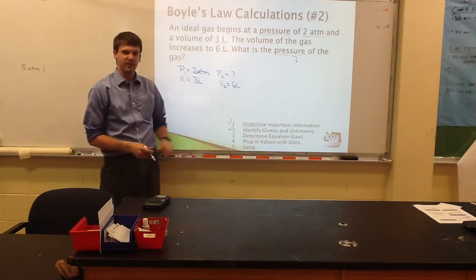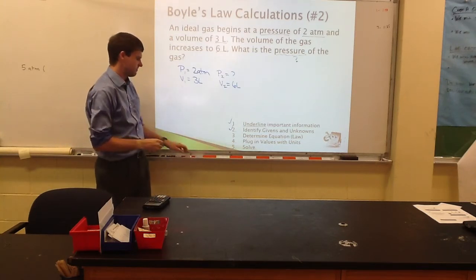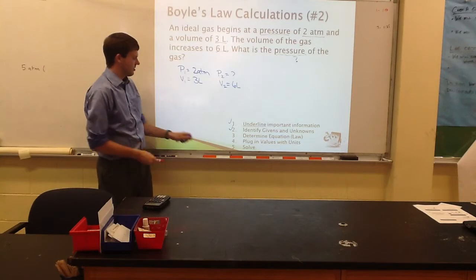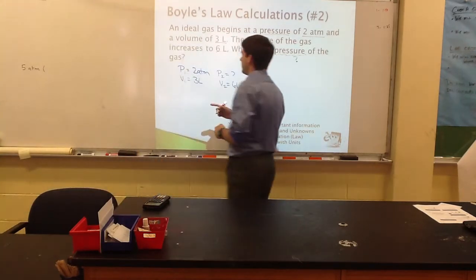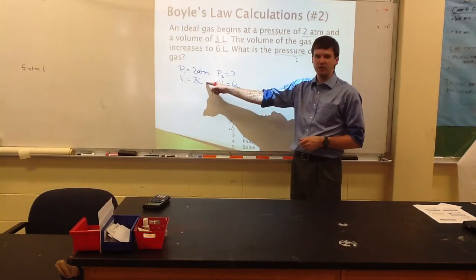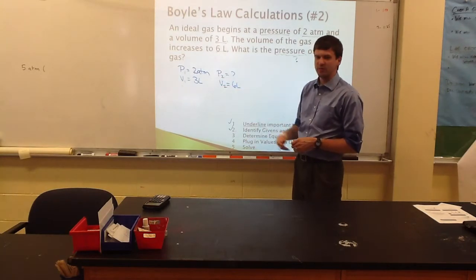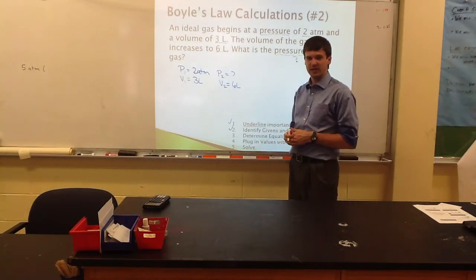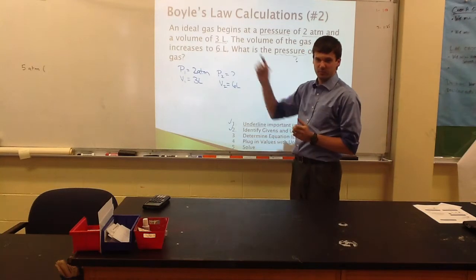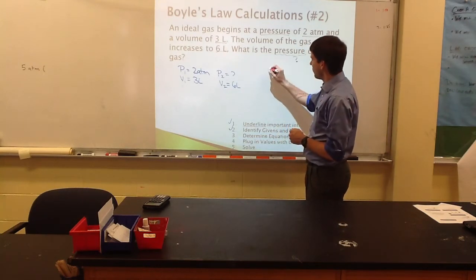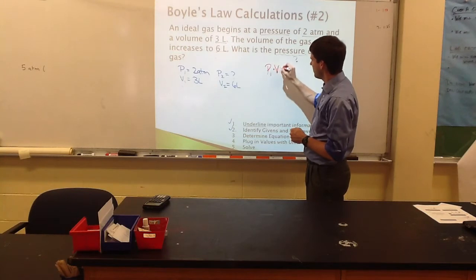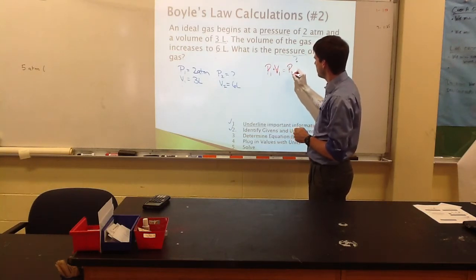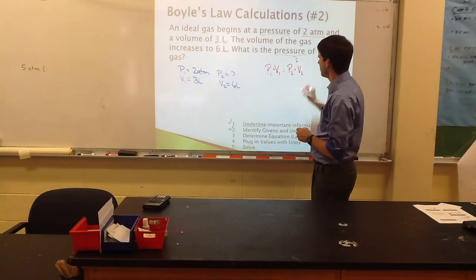Now we need to determine the equation or law that we're going to use. Because we have a pressure and a volume, and a new pressure and new volume, we're going to boil our potatoes and vegetables, so we're going to use Boyle's law. Boyle's law, as we saw before, is P1 times V1 equals P2 times V2.